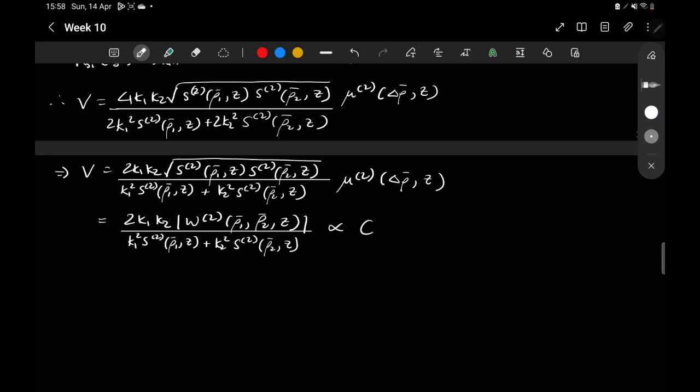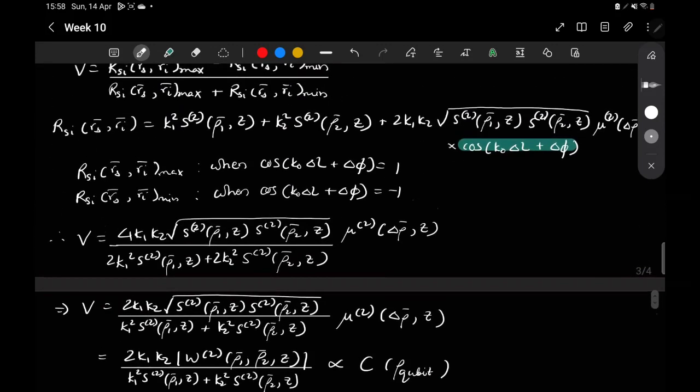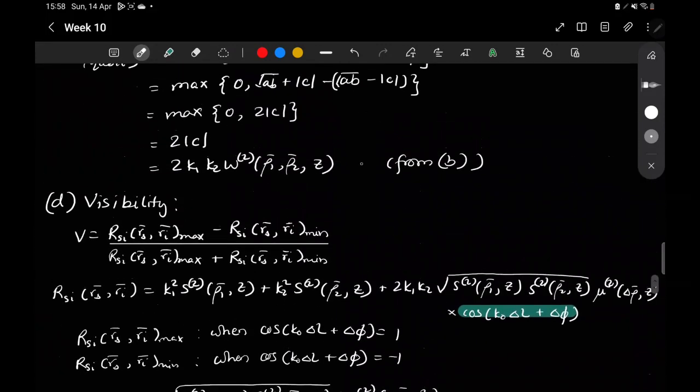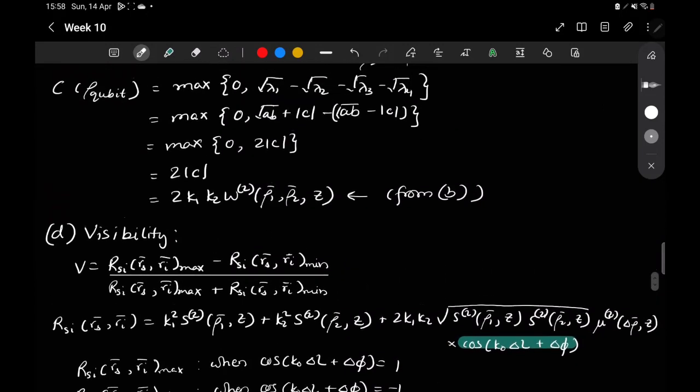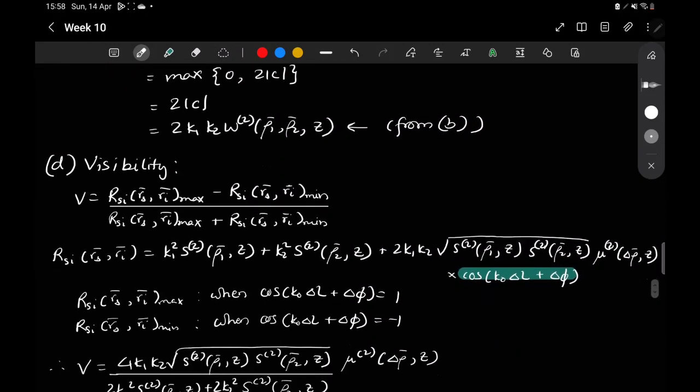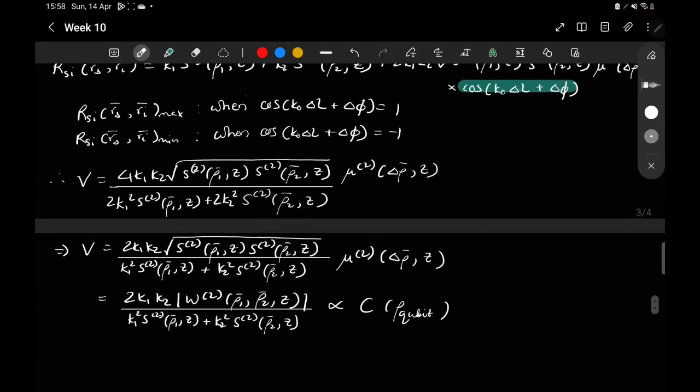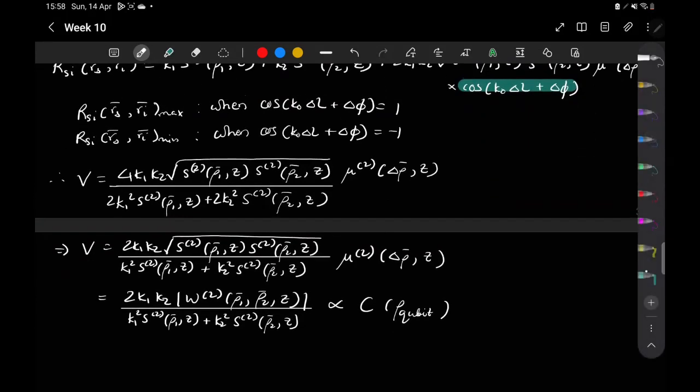This is proportional to concurrence. And how we can see from this part, we saw this concurrence is equal to 2 k1 k2 w, and we have that same term over here in the numerator and an additional term in the denominator. That's why it is proportional.